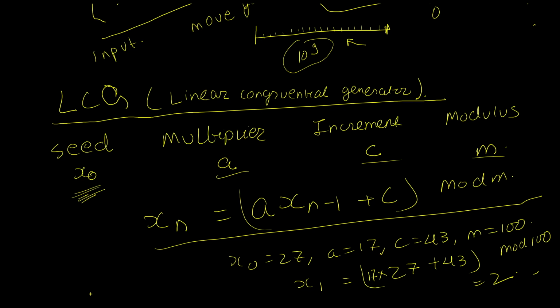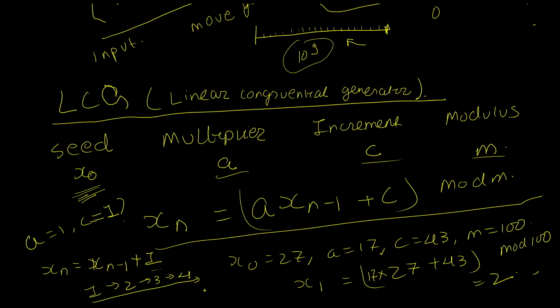Before I close the video, I want to go over one little fact. What happens when I choose a equals 1 and c equals 1? Any term of mine, let's say xn, would just be 1 times the previous term, so xn minus 1, plus an increment of 1. So if I start with a 1, it's going to give me a 2, and then a 3, and then a 4. These numbers are not even random. The LCG is simply counting in this case. So the choices of the parameters a, c, and m determine the quality of the random numbers generated by this process.